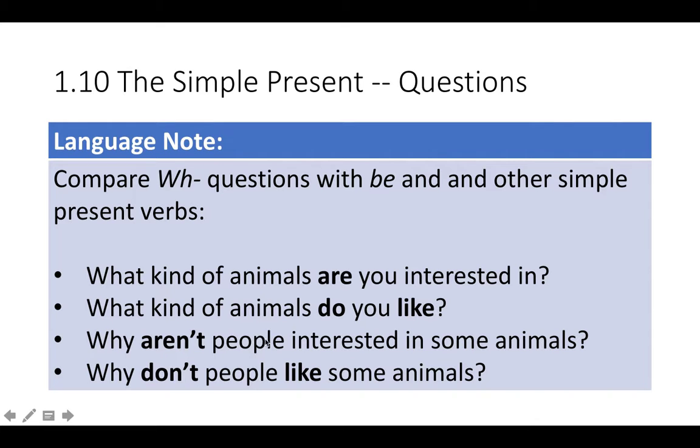And if it's not the verb to be, then you can ask don't. Why don't people like some animals? Here's a different verb, not the verb to be.